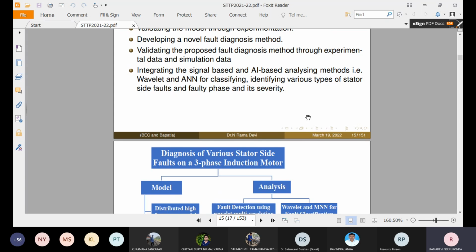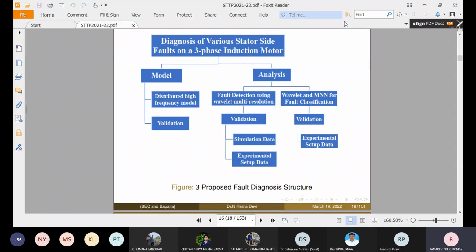Based on those objectives, this is the structure for implementing them. The first one is the model, the second one is the analyzing method. Whenever we require the model, that model must be valid for low to high frequencies. Because whenever we create a fault on the system, that fault is a transient condition. During transients, the frequency component is high. So because of that, the model must be a low to high frequency model.